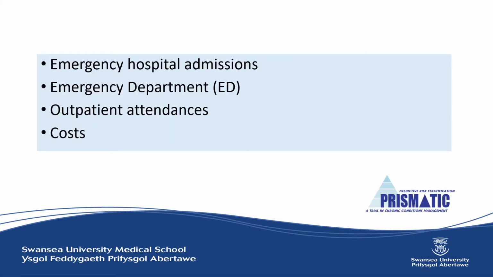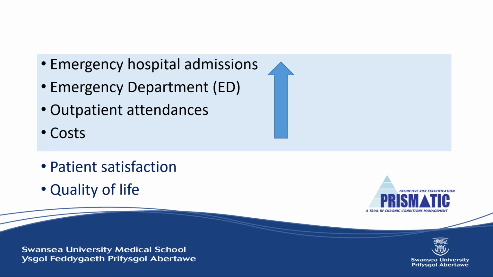What did we find? Well, our primary outcome we were interested in was the number of emergency hospital admissions. We were also looking at things like bed days, emergency department attendances, outpatient attendances, and of course costs. What we were hoping to find, or what the people who designed the tool were hoping to see, was a reduction in those. Actually, what we found was that all of those increased. And for some of the other things we collected information on, patient satisfaction and patient quality of life from standardised questionnaires, there was no significant change.